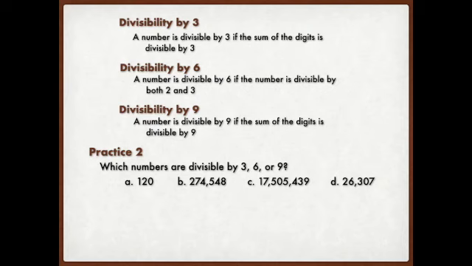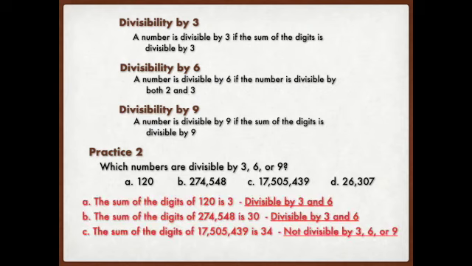Please follow the rules. Okay, so 120 is divisible by 3 and 6. We went over that one. 274,548 is divisible by 3 and 6 because if I add up those numbers, it's going to give me 30 to help me figure out divisibility by 3, but not by 9. And then can 2 go into 30? Yes, 2 times 15. And then can 3 go into 30? Yes, 3 times 10. Okay, that's for the divisibility of 6.